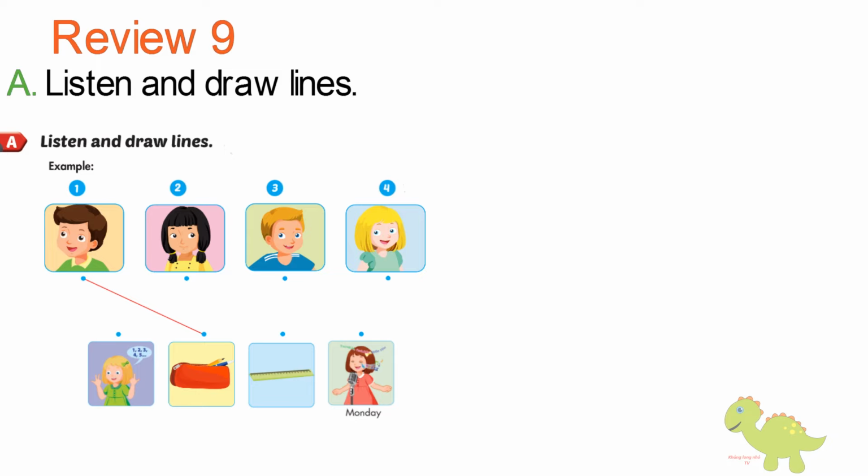Review 9. A. Listen and draw lines. 1. Ben, pick up your pencil case. My pencil case? Okay. Thank you, Ben. 2. I sing songs on Monday. On Tuesday? No, on Monday. 3. Hey, Bill, I can count numbers. I can count numbers too. 1, 2, 3, 4. 4. Lola? Pick up your ruler. My ruler? Yes, sure. Thank you, Lola. Now listen again.